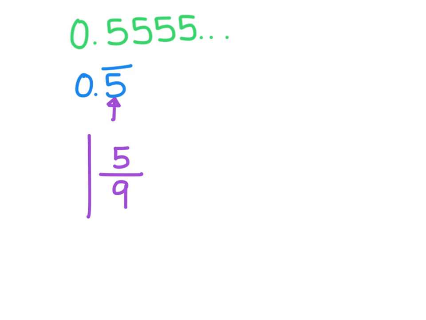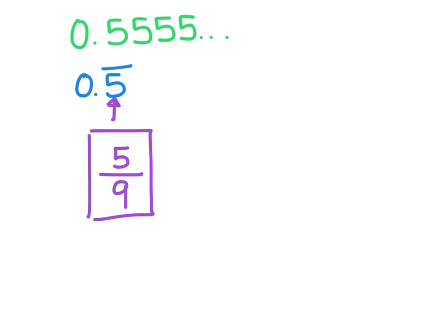Okay, let's take a look at this one. I have 0.555555, so I'm going to rewrite it as 0.5 repeating. All right, so now I'm going to look and see what place value this 5 is in. It's in the tenths place value. So I'm going to take 5, because that's what is repeating. I'm going to go 1 less than 10, which is 9. So my fraction for 0.5 repeating is 5/9.